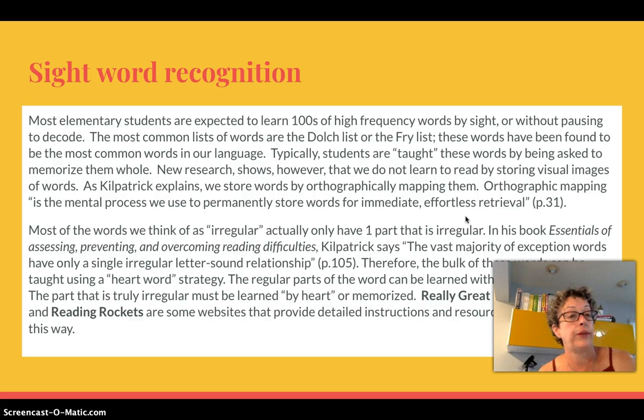Typically the way we've done this in the past is students are taught to read these words by just being asked to memorize them wholesale as a whole piece. But new research has shown that we don't really learn to read by storing those visual images of words. Instead, we do something called orthographic mapping. Kilpatrick explains that process really nicely. It's the mental process we use to permanently store words for that immediate, effortless retrieval.